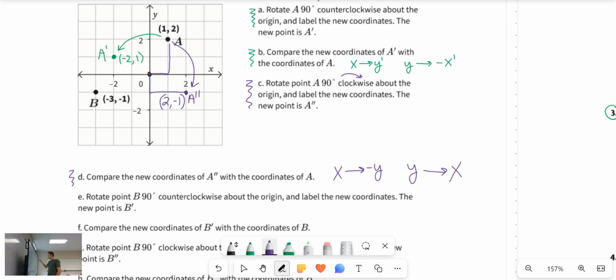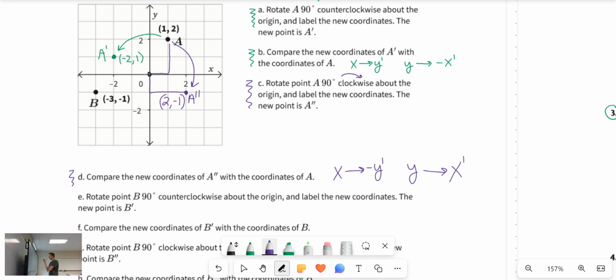There's a pattern here when we rotate things 90 degrees clockwise and 90 degrees counterclockwise. Going clockwise we'll do one thing and going counterclockwise we'll do the other, but it's always that one coordinate stays the same. Oh, sorry, we have to put y becomes x prime, there we go, and negative y prime, there we go.